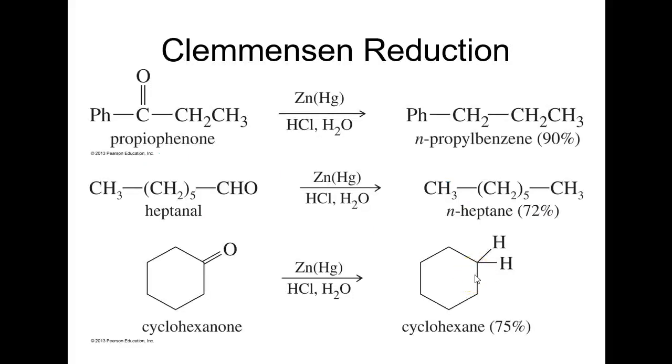Okay, first here's the Clemmensen. We've seen this before. Zinc and mercury to HCl. It gets rid of your carbonyls. Notice right here, your carbonyl is gone. You have hydrogens. Same thing for the aldehyde. Here in the cyclohexanone, you get hydrogens.